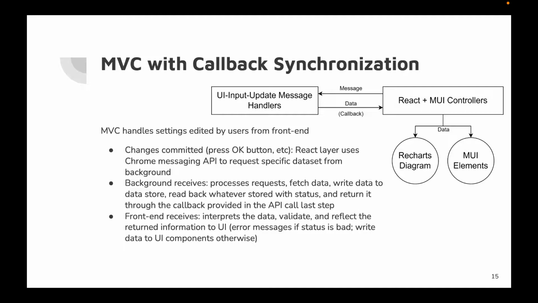And after that, it will return to the callback function in the API call with the fetched data, if there is any, and a status code. Then, when the front-end service receives that data, it interprets the data, validates it, and reflects the returned information to the UI if there is no error in the return status code. Error messages will be displayed otherwise.